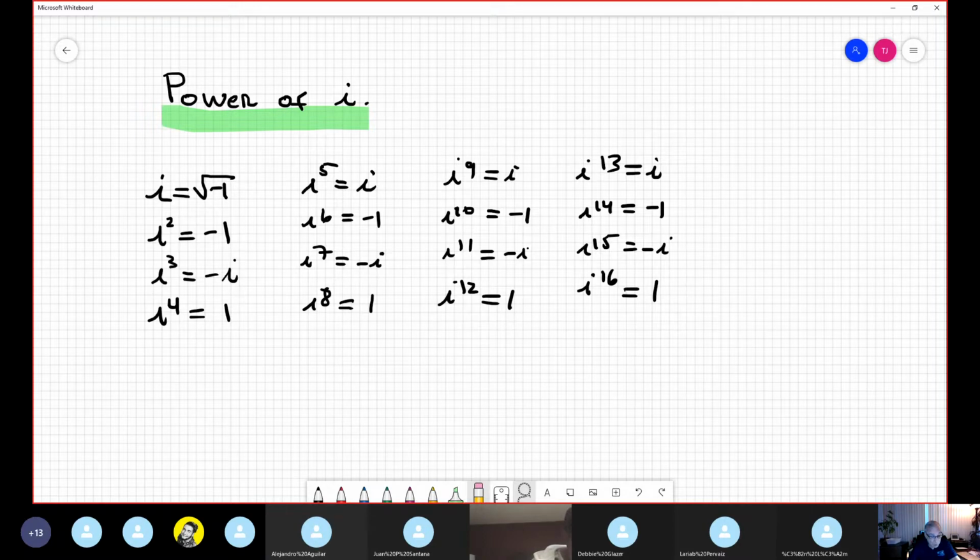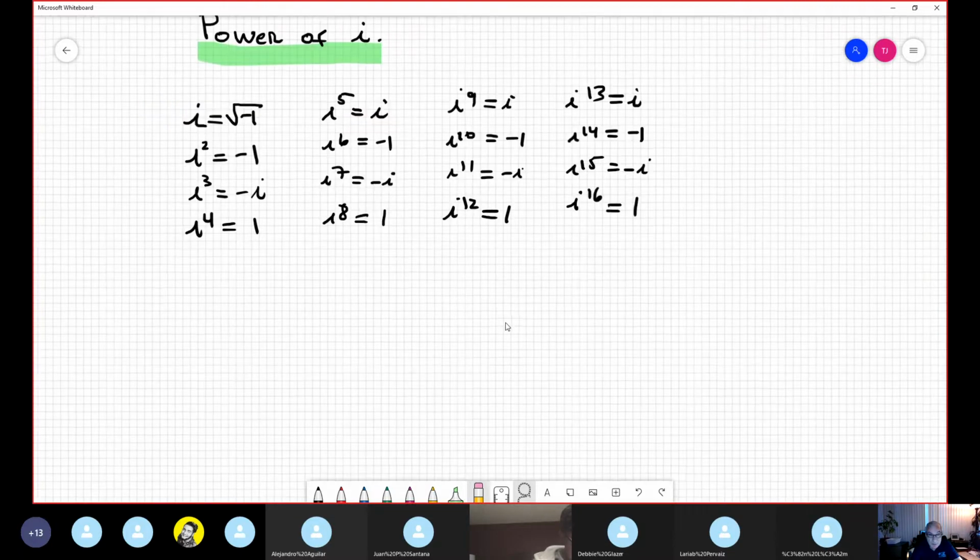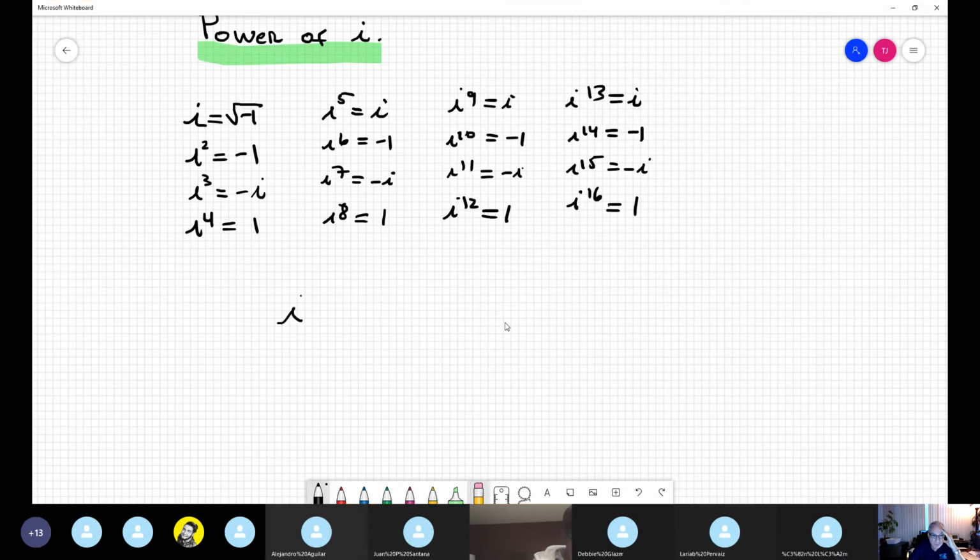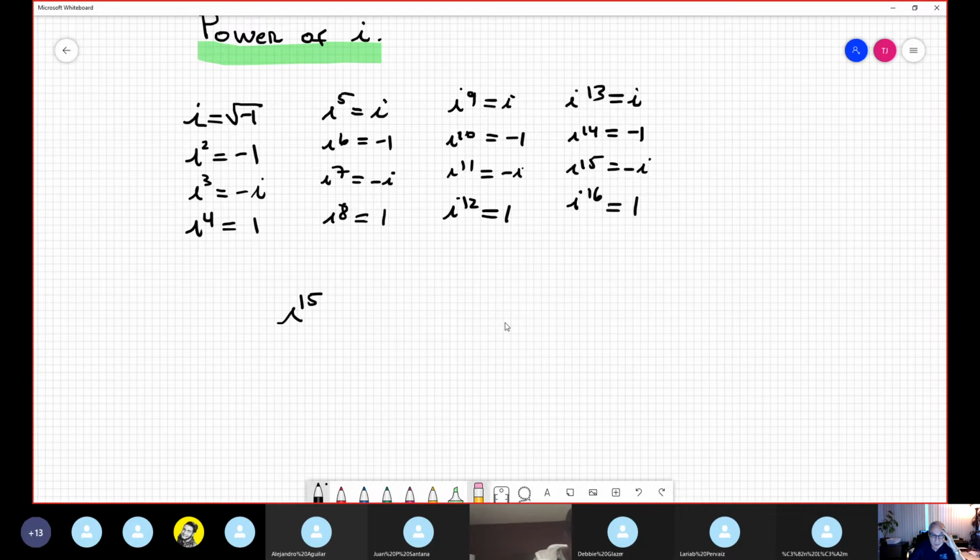Suppose I put any power. In the test, I put I to any power. Well, okay. Let me try to explain what the rule is. The rule is easy. Suppose I want to do I to the 15, which I know is negative I, no? Look here.